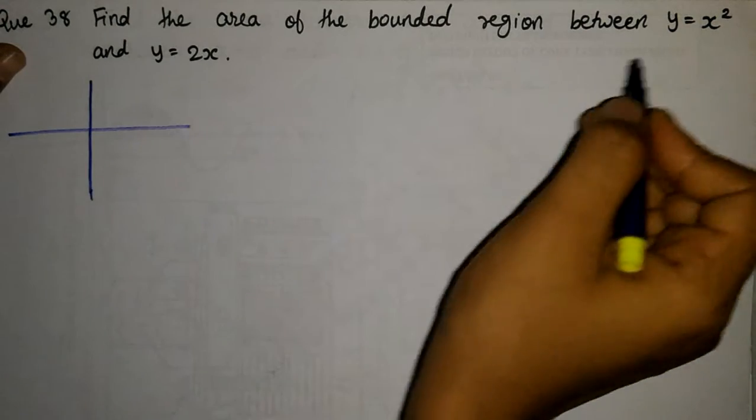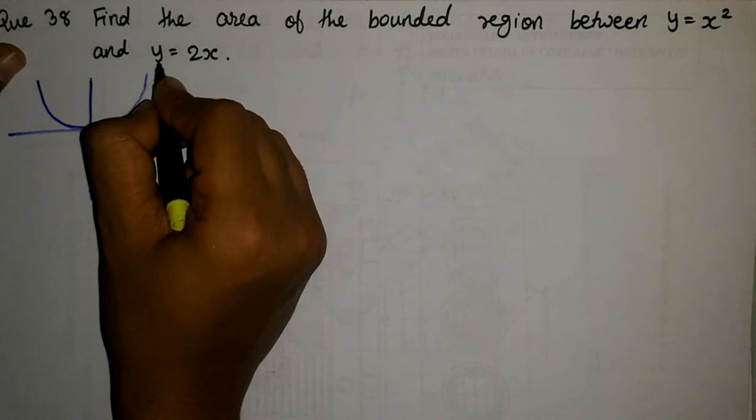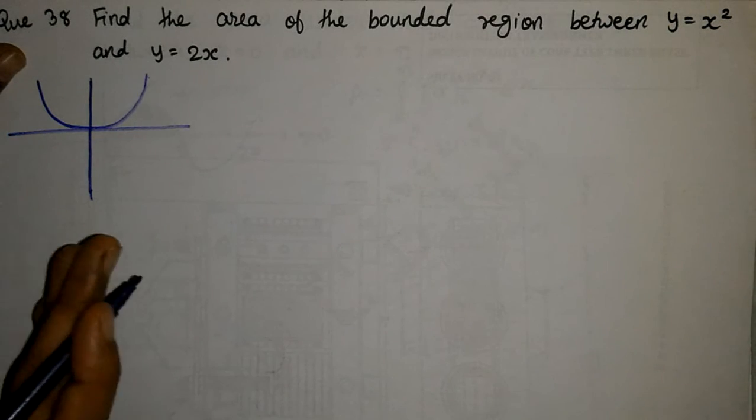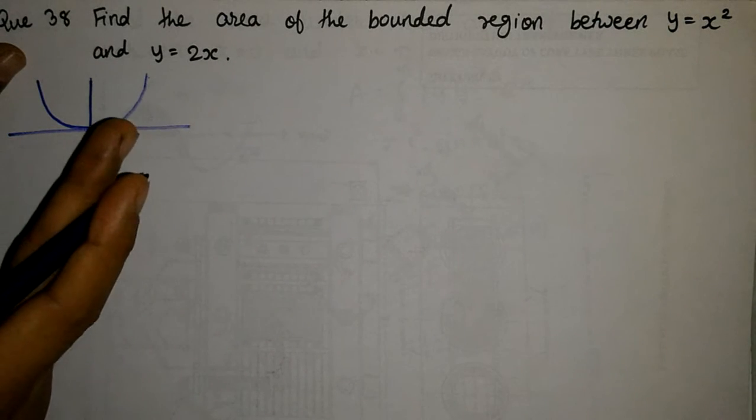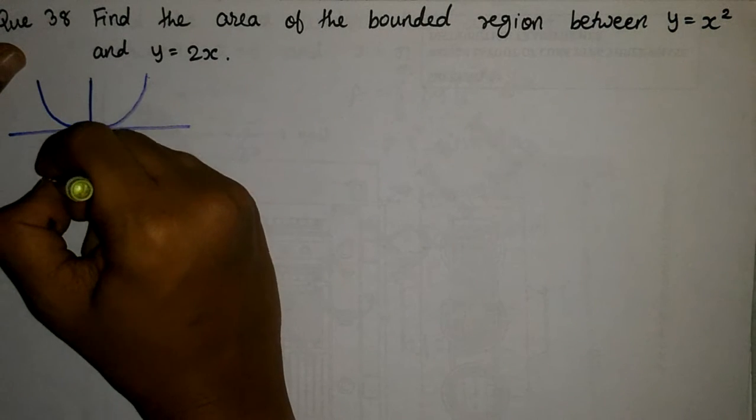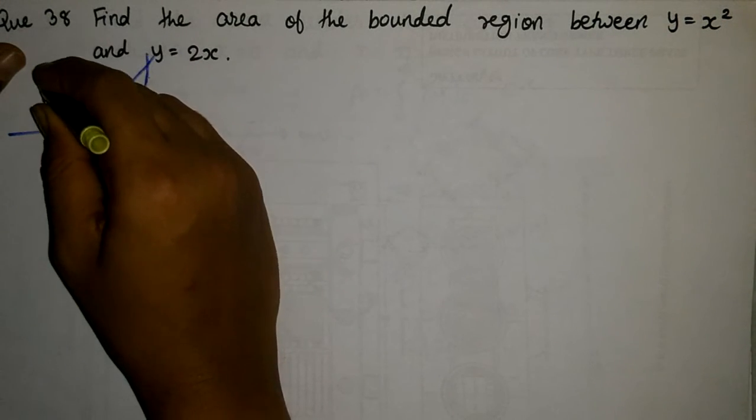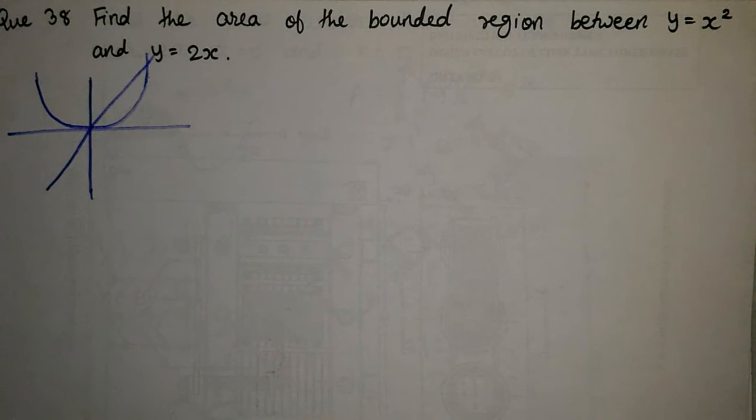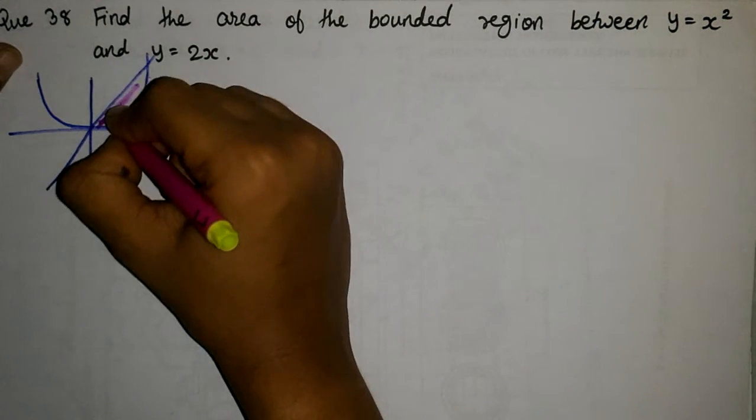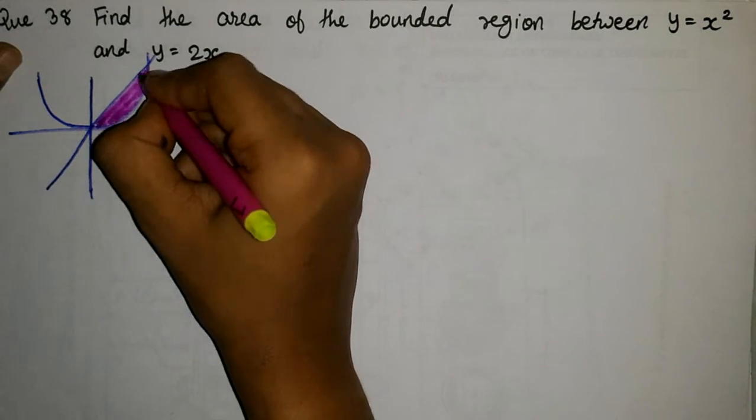So y is equal to x square, it will look like this. And this is y is equal to 2x. Y is equal to x, we know it's a straight line. So y is equal to 2x will be somewhat tilted towards the y axis. It will be like this. So our bounded region is this one. This is our bounded region.